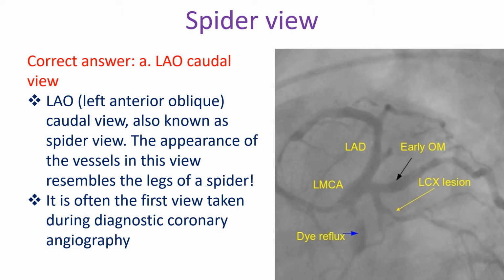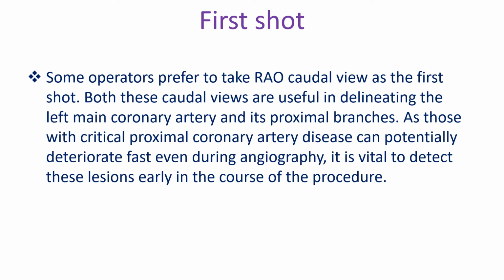The appearance of vessels in this view resembles the legs of a spider. It is often the first view taken during diagnostic coronary angiography. Some operators prefer to take RAO caudal view as the first shot. Both these caudal views are useful in delineating the left main coronary artery and its proximal branches. As those with critical proximal coronary artery disease can potentially deteriorate fast even during angiography, it is vital to detect these lesions early in the course of the procedure.